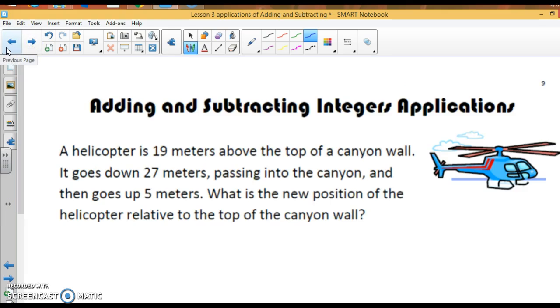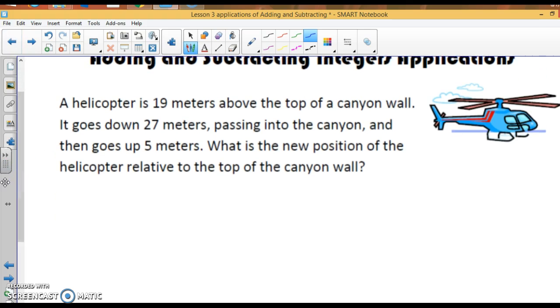All right, now we're going to take a look at some applications of adding and subtracting integers. We're on page 9 in the notepad. A helicopter is 19 meters above the top of the canyon wall. It goes down 27 meters, passing into the canyon, and then goes up 5 meters. What is the new position of the helicopter relative to the top of the canyon wall?